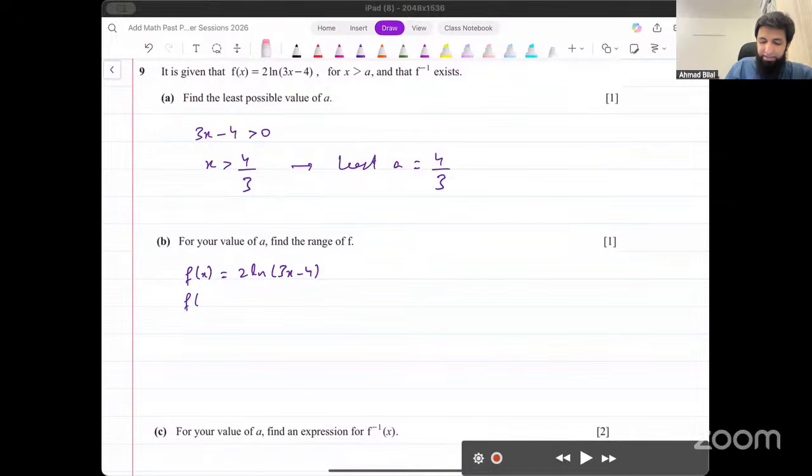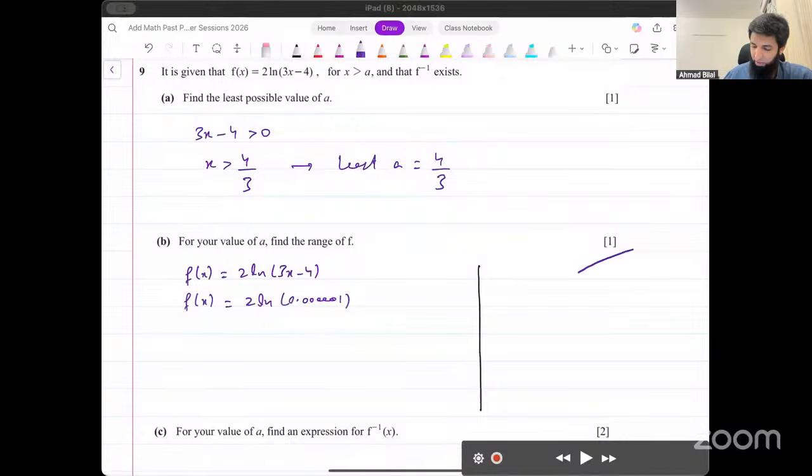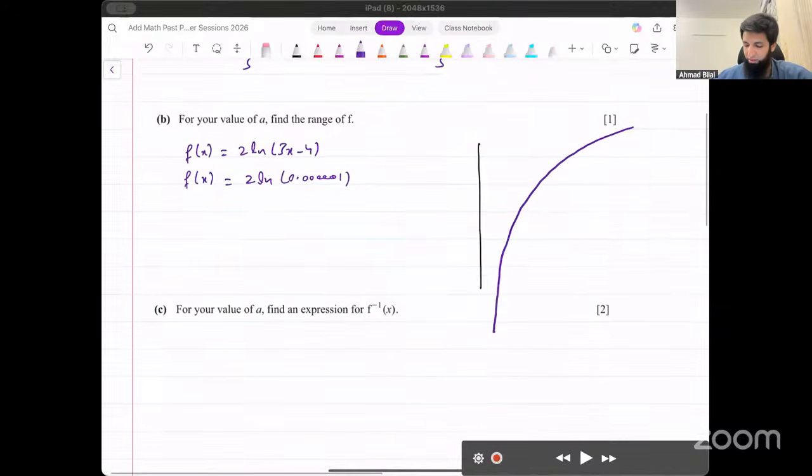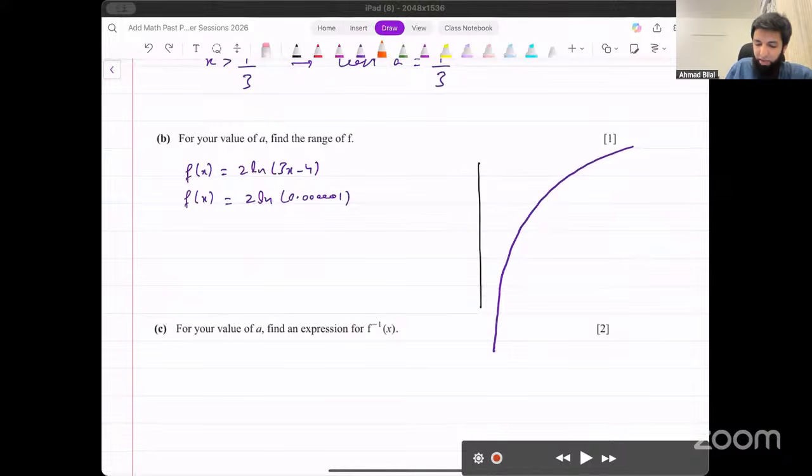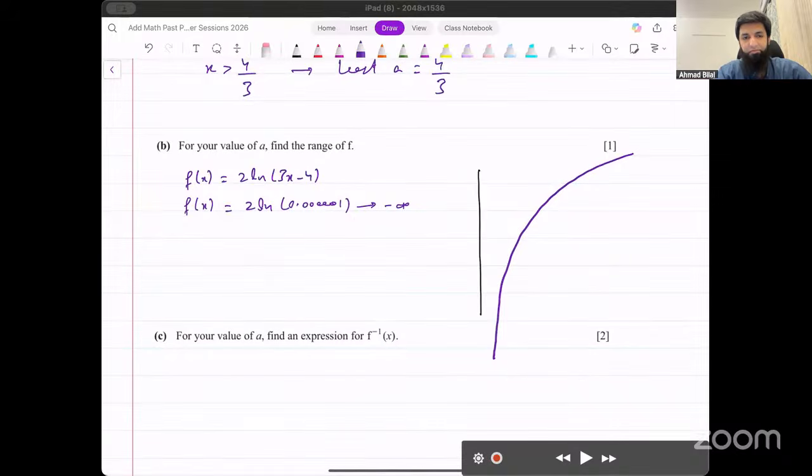So essentially what happens is the number inside the log is very close to 0. So something like 2 ln of 0.0000001. Remember, we have an asymptote at x equal to 0. So close to the asymptote, the log function is going to be going towards negative infinity. So when the number inside log is extremely small, this value approaches negative infinity. So on one side, it's going to approach negative infinity.